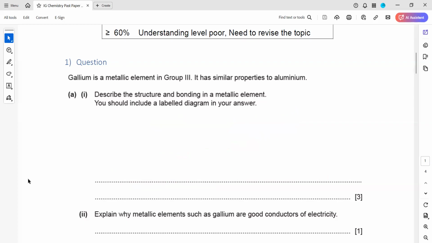And this question is a repeated question. They can also say explain the metallic structure of potassium, calcium, any metal. You will always get the same answer.